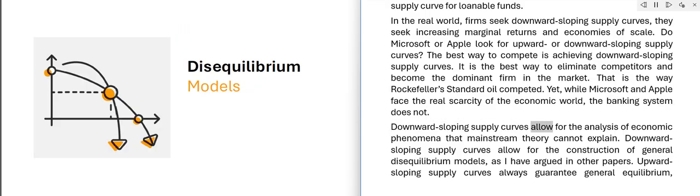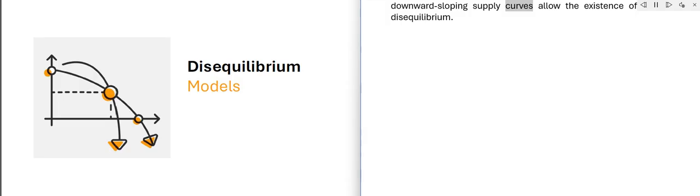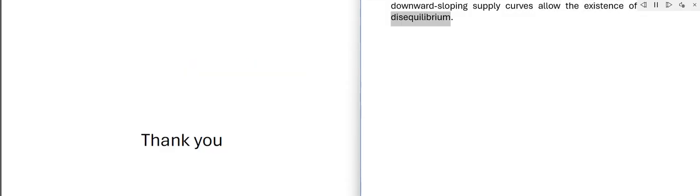Downward-sloping supply curves allow for the analysis of economic phenomena that mainstream theory cannot explain. Downward-sloping supply curves allow for the construction of general disequilibrium models, as I have argued in other papers. Upward-sloping supply curves always guarantee general equilibrium. Downward-sloping supply curves allow the existence of general disequilibrium.